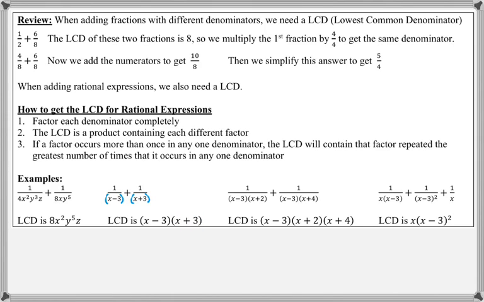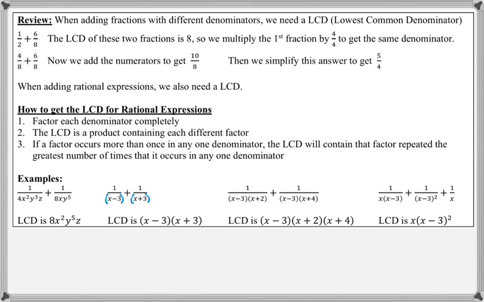And then with this one right here, it has one x minus 3. This one has one x minus 3. So because I only see x minus 3 once in either one, so I mean I see it twice here, but it's only in each denominator once. You want it once in your LCD. This one has an x plus 2. This one doesn't have any x plus 2. But because you see it once in that LCD, you need to have it in your LCD here. Same with the x plus 4.